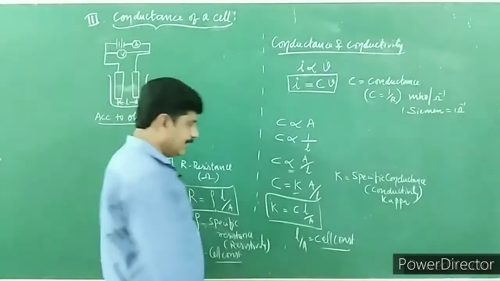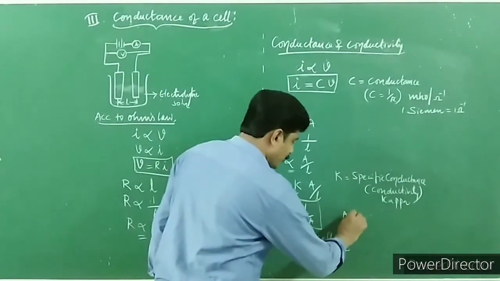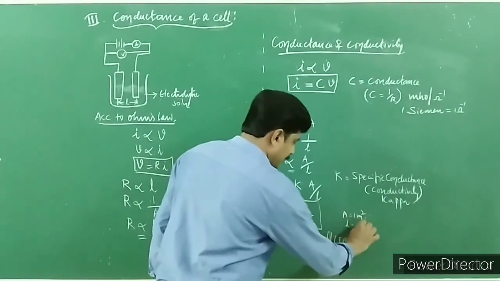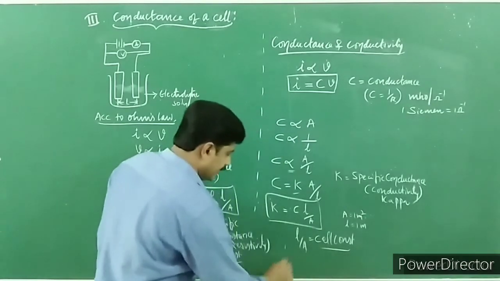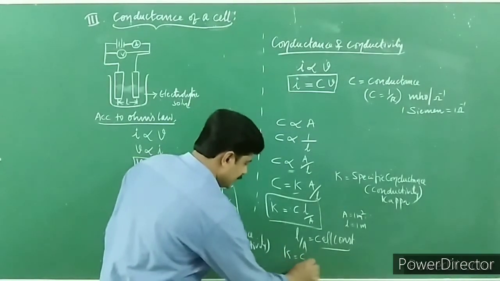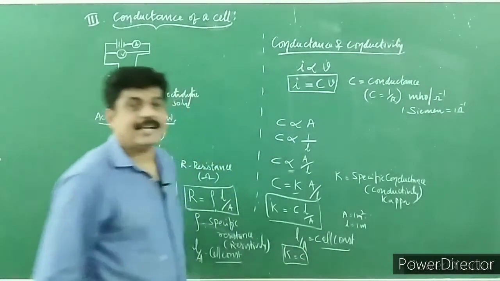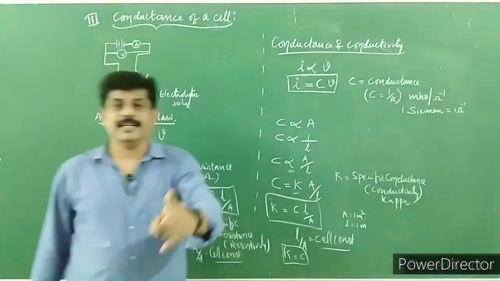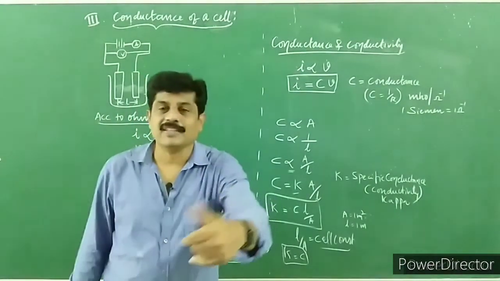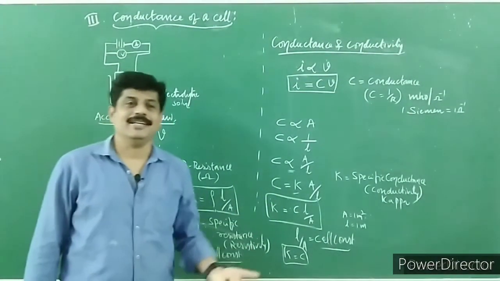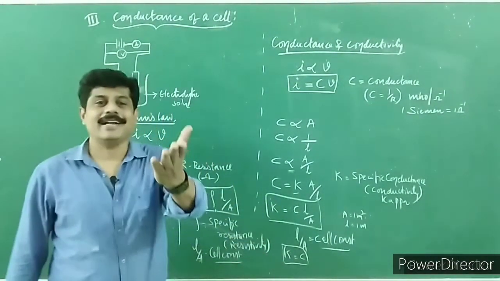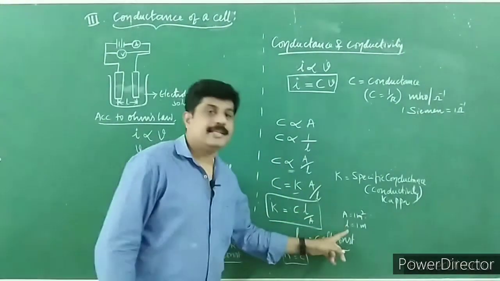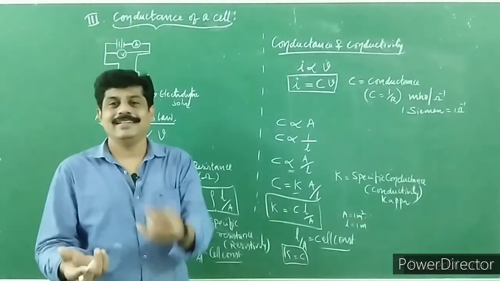Children, remember, if area is equal to 1 meter square and length is equal to 1 meter, then look at here, K is equal to C. That means conductance of a material whose length is 1 meter and the area of cross section is 1 meter square. Children, conductivity is defined as conductance of 1 meter cube of the conductor.